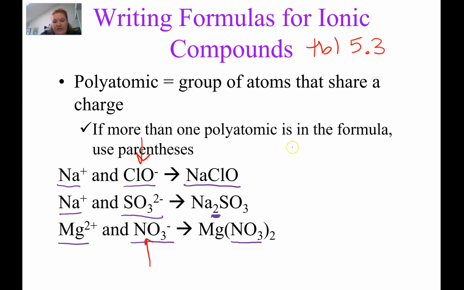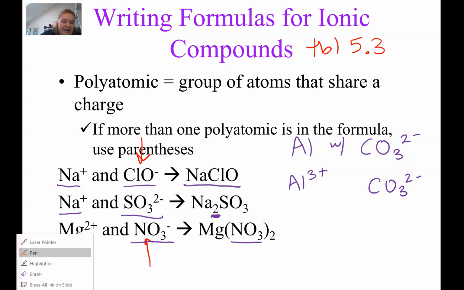We're going to do one more of these. We're going to look at aluminum with carbonate, which is CO3 with a 2-. So aluminum has a 3+ charge. So this is very similar to our example on the last slide. We have the 3+ and the 2-. So I'm going to use my cross rule.